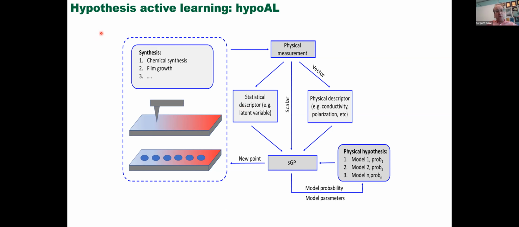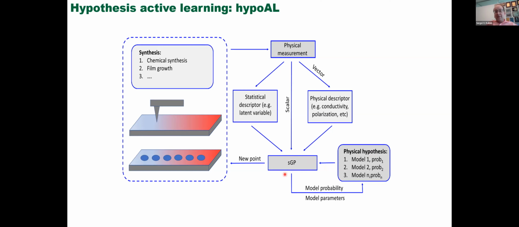So this is something that we call hypothesis learning, and this is how it works. Imagine that you have a measurement system, which can be either synthesis or film growth or the AFM measurement or characterization of the microelectrodes on the combinatorial library. In any case, the outcome is the measurement. We use this measurement to inform our structural GP model. We also have the list of physical hypotheses, meaning the models with some probabilities. That is our second part of the equation.